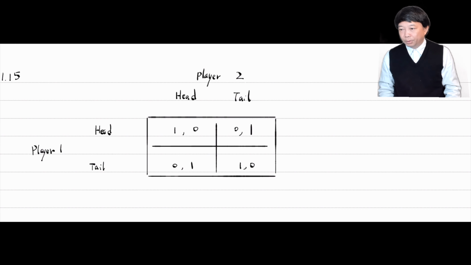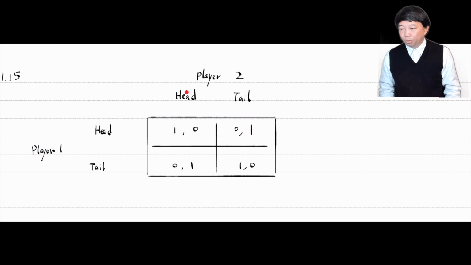The payoff matrix is as follows. Player 1 wins if two pennies match. Player 2 wins if two pennies do not match. The player who wins gets a payoff of 1. The player who loses gets 0. We use the best response approach to find the pure strategy Nash equilibrium. We first consider player 1's response.